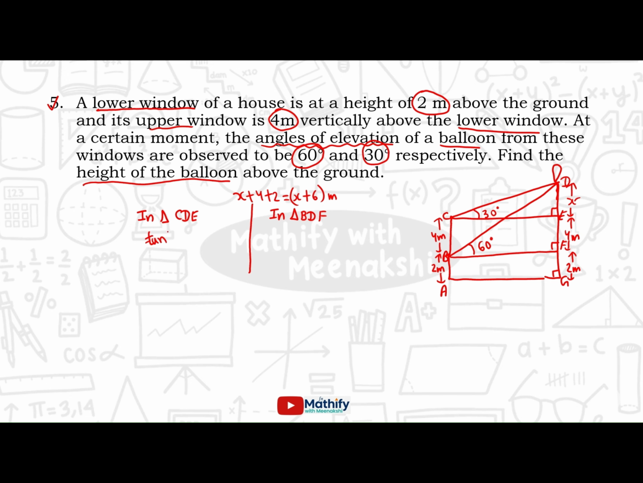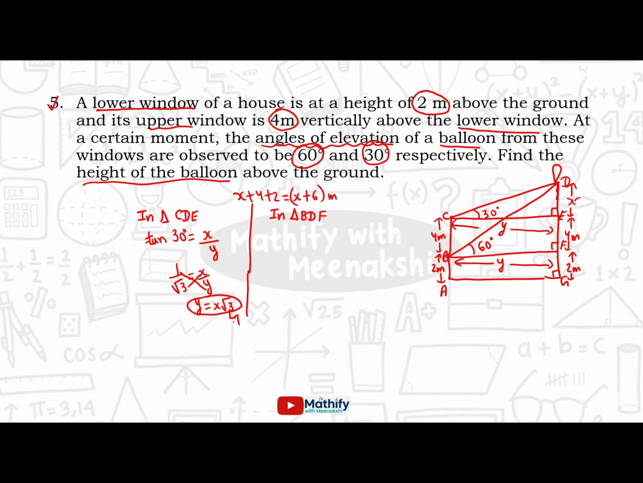Tan 30 degree. What is tan 30 degree? Perpendicular upon base. Here perpendicular is x and let's take the base as y. I'm taking CE also y and BF is also y. That means this is x by y. Now what is tan 30? It's 1 by root 3. 1 by root 3 is equal to x by y. Let's do cross multiplication here. So we'll get y is equal to x root 3. Just circle this, it's important. We'll put this in the second equation.